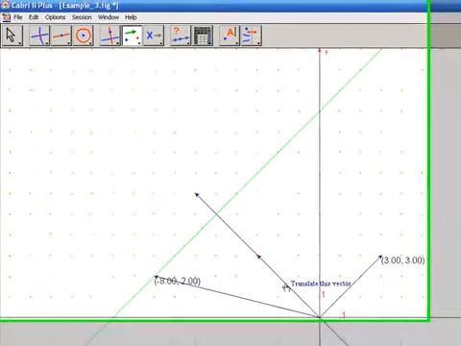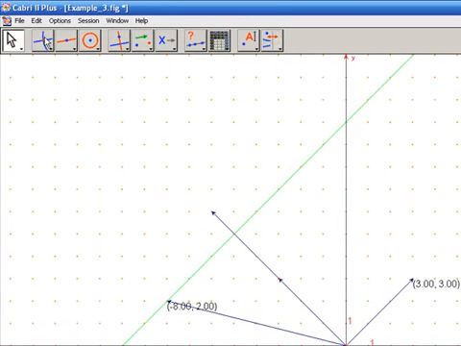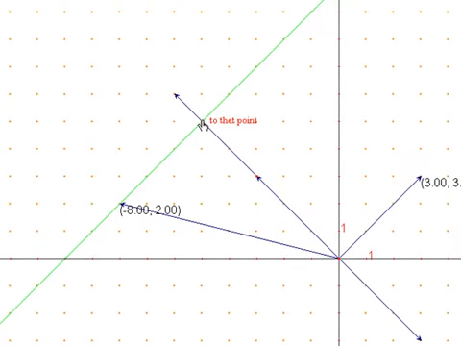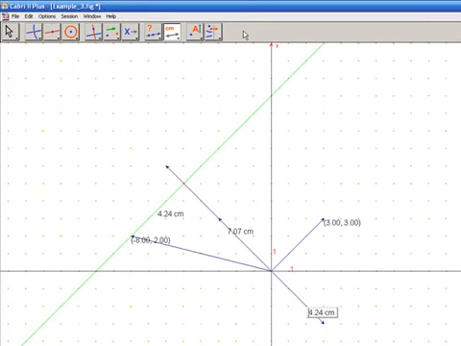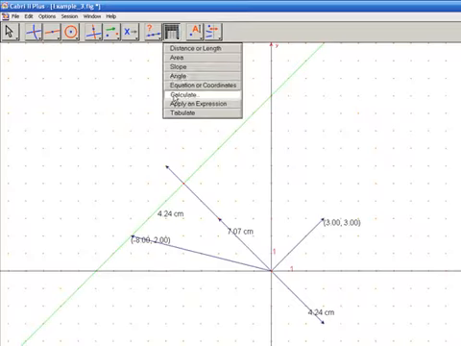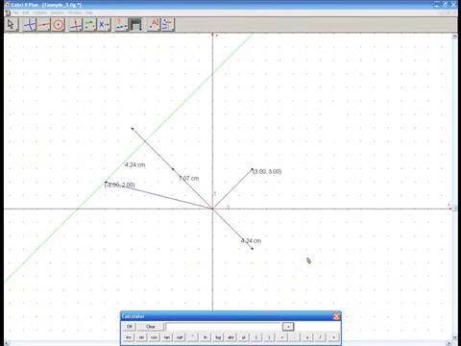We're going to have to translate this vector again, and then we find our intersection, and we have to define that intersection point for Cabri. And then we go for our distances again. Distance from this point to that point. Then we need our distance from here to the intersection point for the inner product, and we need the length, or the magnitude, of the second vector.